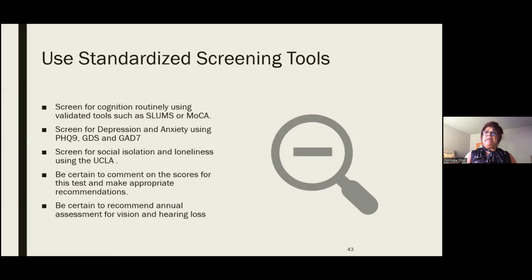I am recommending that all of you use all of these standardized screening tools, and Ty sent you copies of these tools this morning. Screen for cognition using SLUMS. And this is for anyone that you're going into a nursing home to do. Just do the SLUMS and then screen for depression and anxiety. Screen for social isolation and loneliness. Be certain to comment on the scores for these tests and make appropriate recommendations based on it.